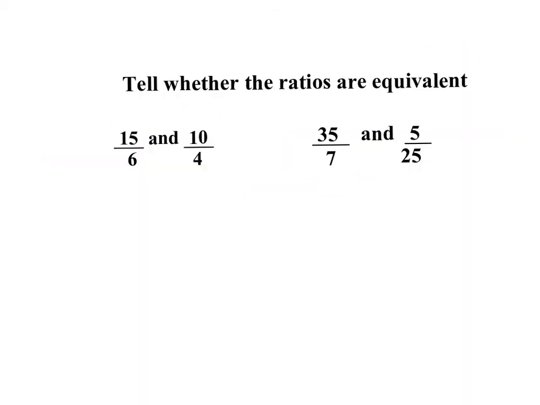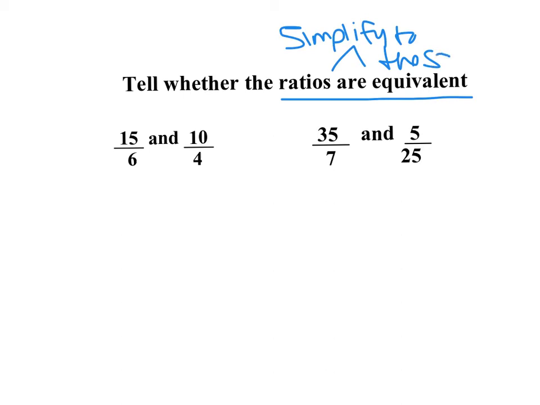So now we're going to use this same type of simplifying thinking to determine whether or not ratios are equivalent. And really all we're going to do is turn these into their simplest form and determine, are they equivalent ratios, yes or no? If they are equivalent, they will simplify to the same fraction, essentially. So here, 15 over 6, I notice that both of these are divisible by 3.